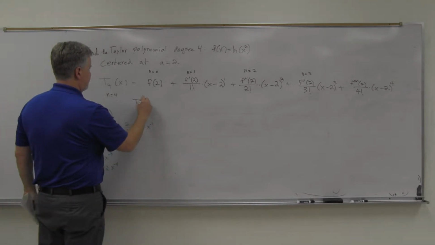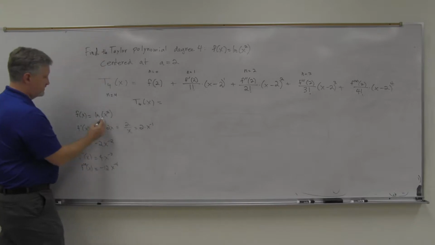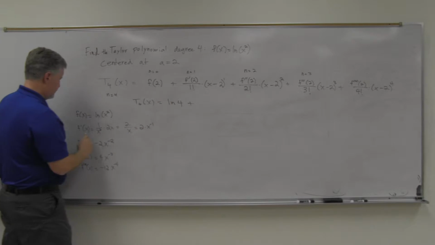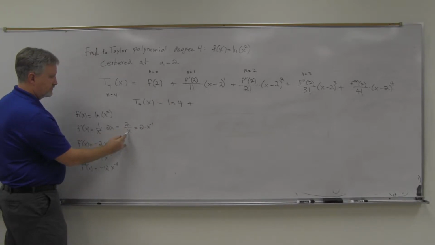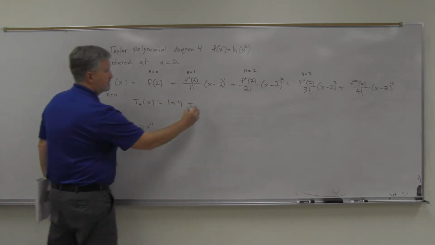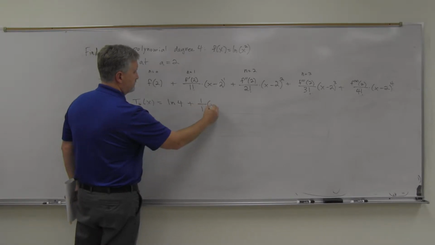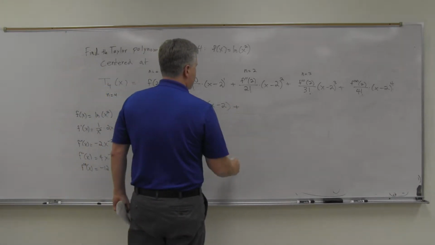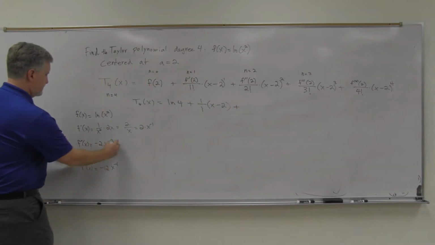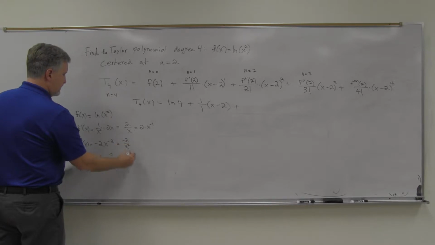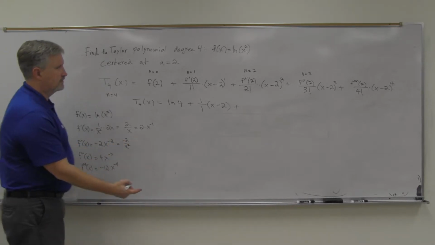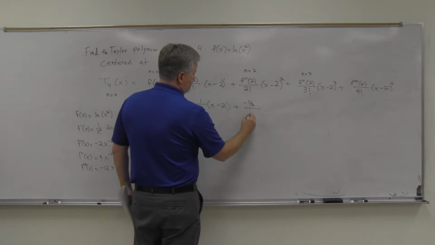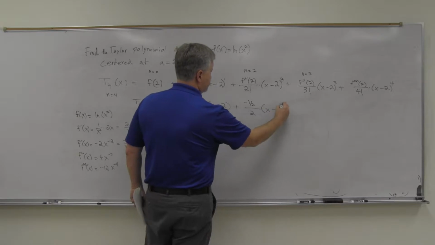So T4 of x here, f of 2, plug in 2, we'd have ln of 4. F prime of 2, what is that going to give me? 2 over 2, 1. 1 factorial is 1. So basically that's just going to be x minus 2. We'll clean them up in just a second. Second derivative at 2, well, that'd be negative 2 over x squared. So at 2, that'd be negative 2 over 4, negative 1 half. 2 factorial is 2 times x minus 2 squared.